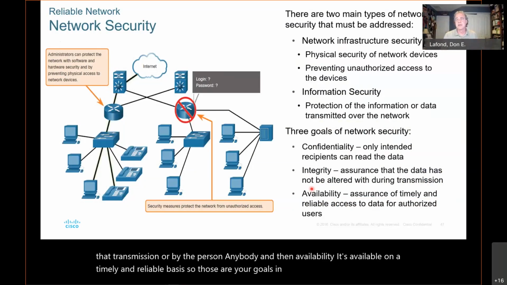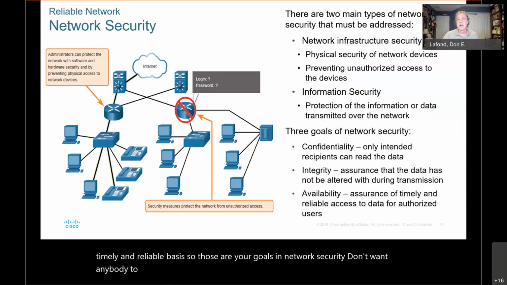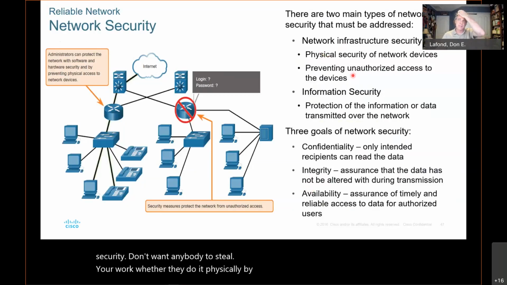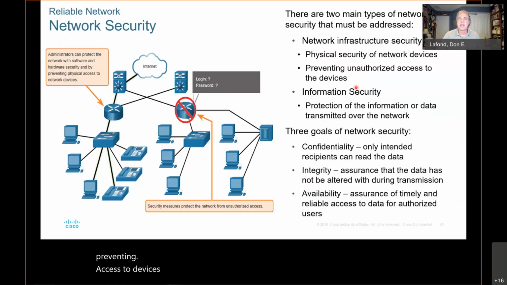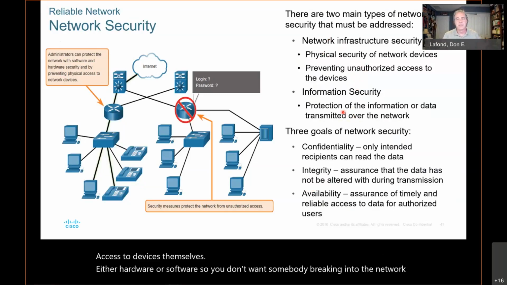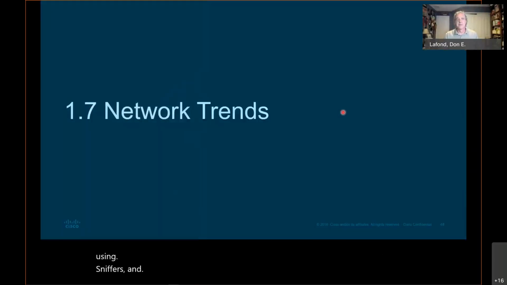You don't want anybody to steal your work, whether they do it physically by literally going in and stealing a laptop over the counter, or going in and pouring water on your server or on your routers, or preventing access to devices themselves, either hardware or software. So you don't want somebody breaking into the network using sniffers and other devices.